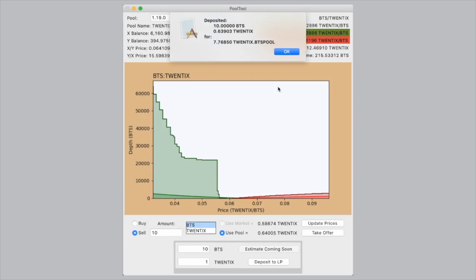Here we deposited the full 10 BTS, but only deposited 0.63903 twintics. So what happened to that other 0.37-ish twintics? It just came back to us. The blockchain didn't eat it, it just came back to us and it didn't use it to deposit. But what we got in exchange was 7.76850 twintics.bts pool. Now that is our pool token and our share in the pool.